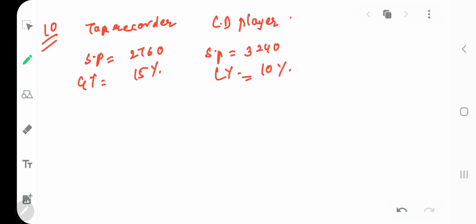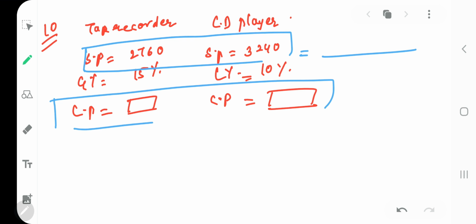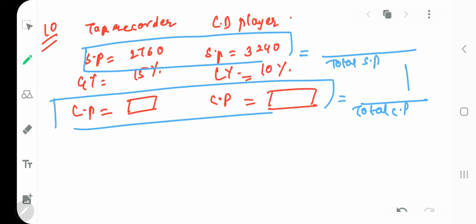So how will you get it? You have to find the CP here by putting in the formula, and here also the CP. Next, what will you do? Obviously, you will take the addition of total SP and the addition of total CP to find the total CP. Once you got the total SP and total CP, you have to compare both. And once you got the comparison, you have to find the total loss or gain percent. Are you getting my point clear? The concept is similar to your previous problem.